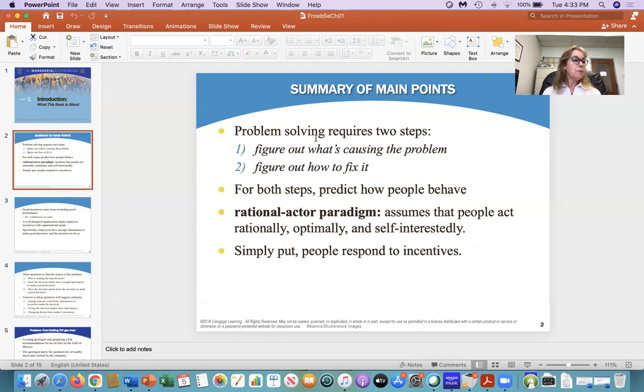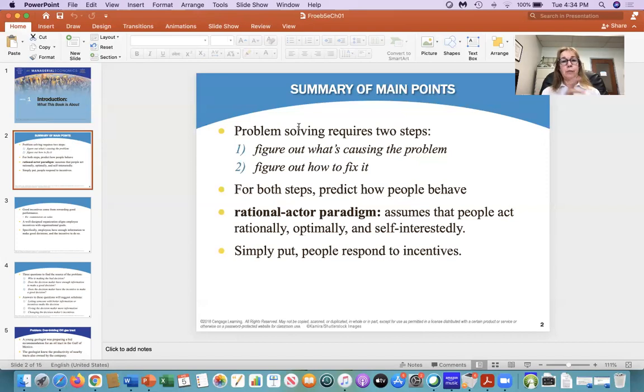So this paradigm can help you figure out why people behave the way that they do. And if you can figure out why people behave the way that they do, then you can incentivize them to motivate them to change their behavior.